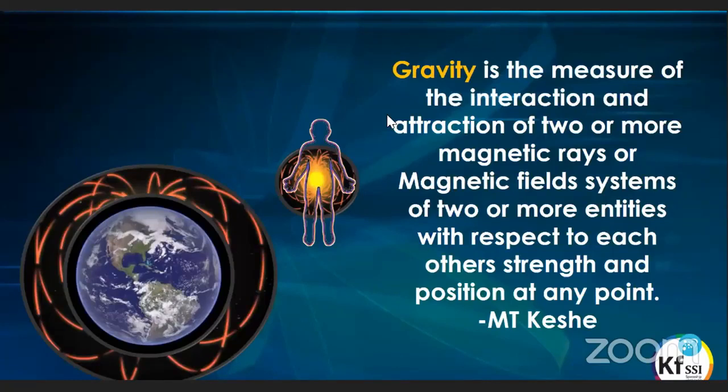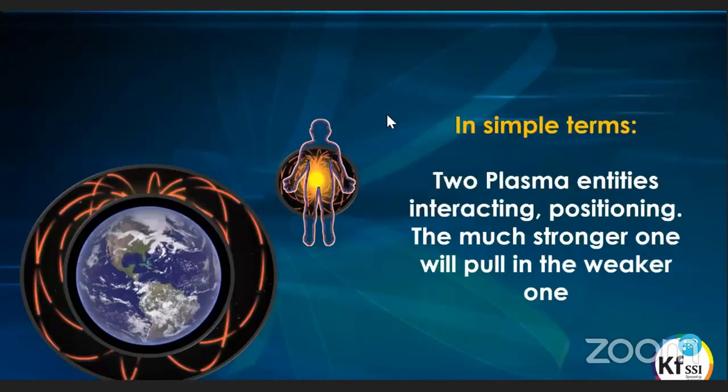And to simplify that, it's essentially two plasma entities interacting and finding their position, and the much stronger one will pull in the weaker ones, the stronger one being Earth and then ourselves. Because we've got to view everything as a plasma, and everything in the view of positioning and interaction of these fields.